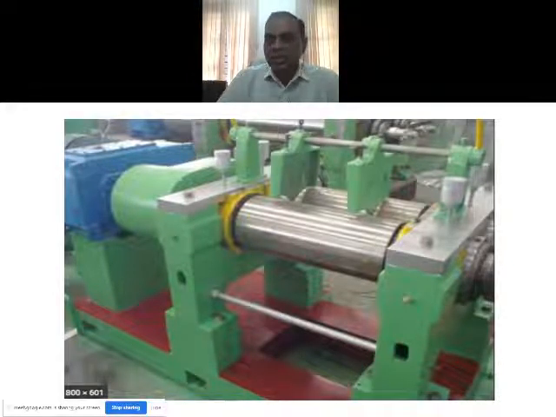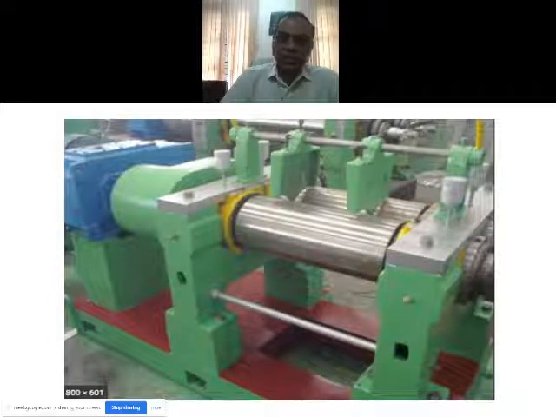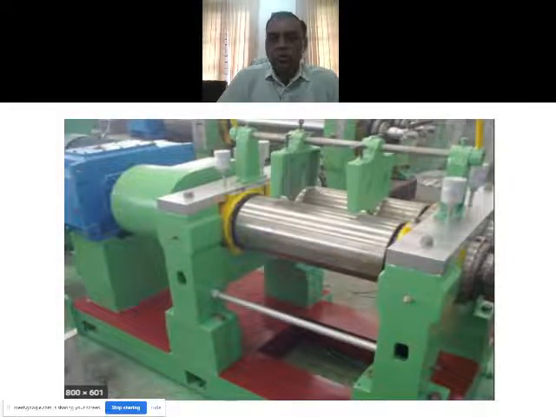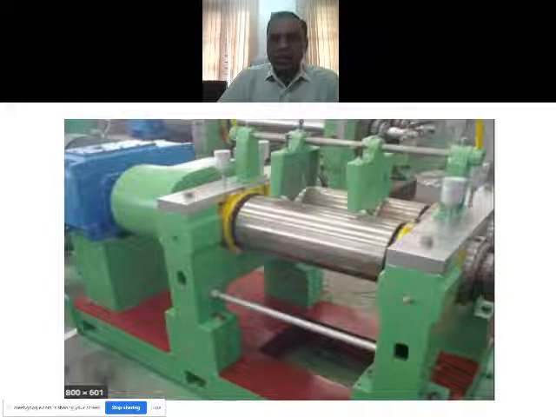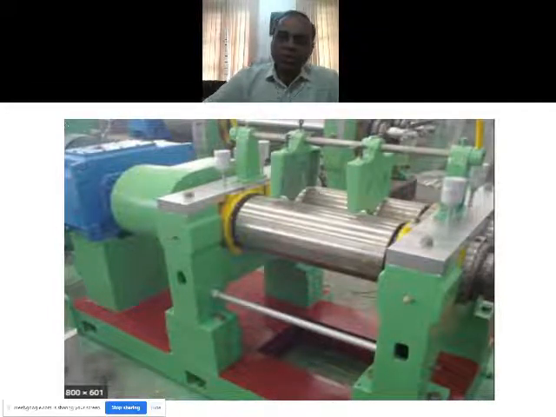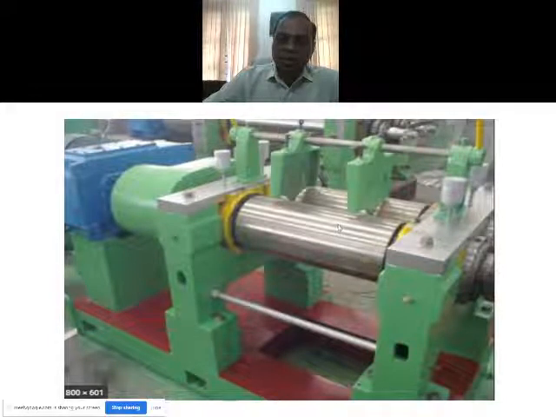Second is, as friction is operational, there is going to be temperature rise, which has to be controlled by passing water through the rolls. So the rolls must be provided with provision to pass water, and the temperature should be contained to less than 70 degrees centigrade. It's an ideal case. Sometimes it goes up as well, but then you control the water flow.